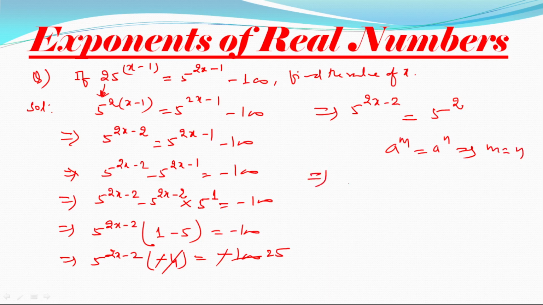Okay. So 2x minus 2 is equal to 2. Further 2x, so this minus 2 will go that side and it will become 4. We will be cancelling it and we will get x equal to 2. So x equal to 2 is the answer. Right.